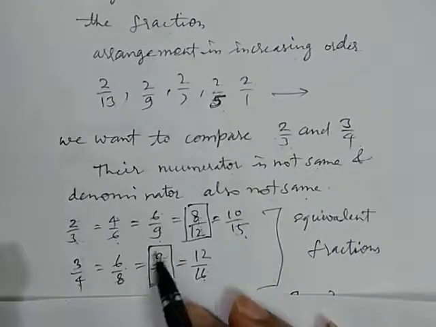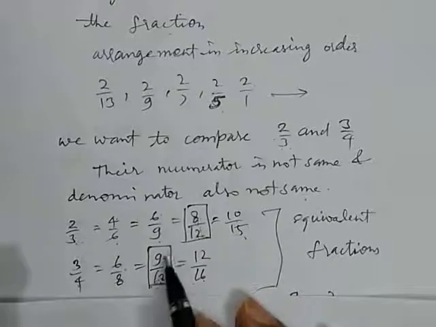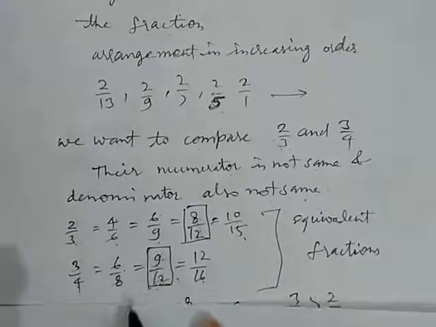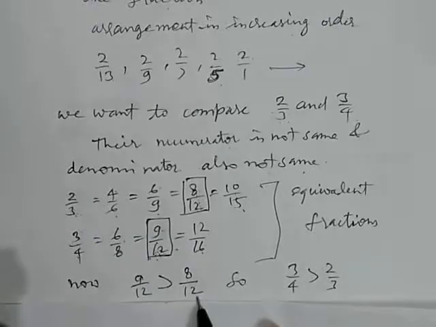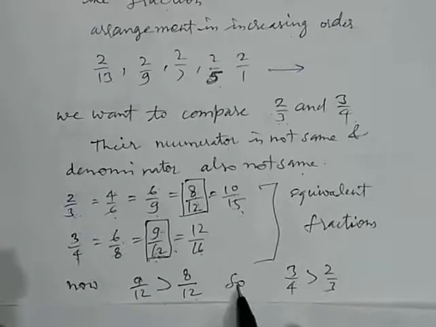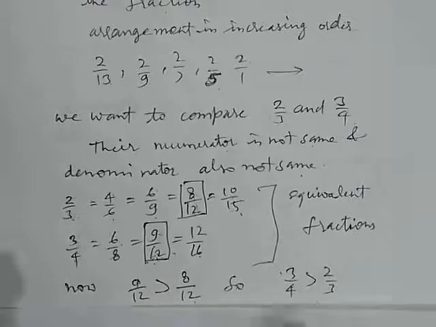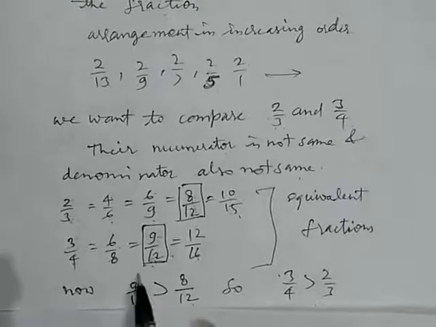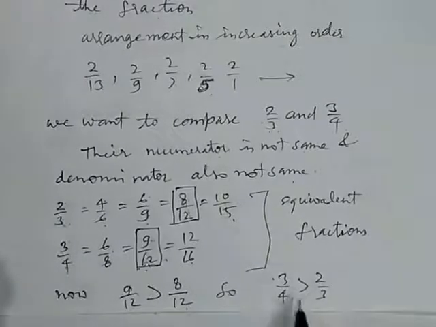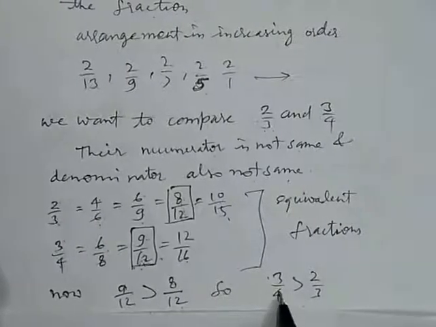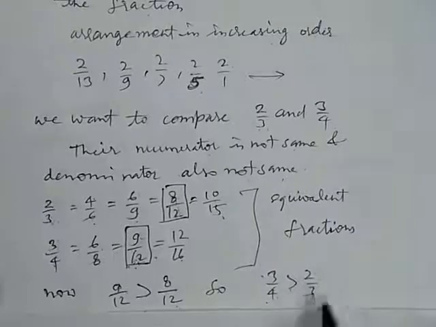Here 9 is greater than 8. So this 9 by 12 is bigger. 9 by 12 is greater than 8 by 12. So 3 by 4 is greater than 2 by 3, because this 9 by 12 is the equivalent fraction of 3 by 4. So 3 by 4 is greater. So this way we can express that 3 by 4 is greater than 2 by 3.